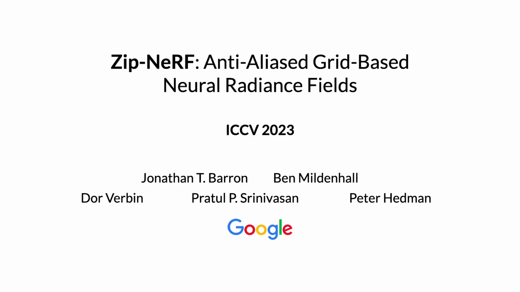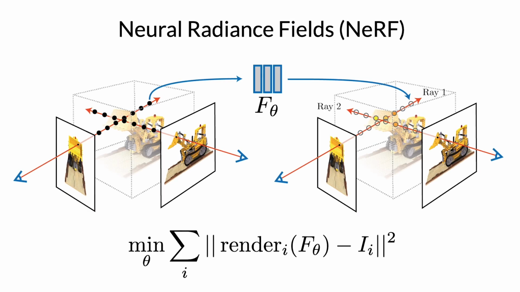Hi, I'm John Barron from Google Research, and this paper is called Zip-NeRF, Anti-Aliased Grid-Based Neural Radiance Fields. So this paper is building on NeRF. NeRF is a way to reconstruct a 3D model of a scene from 2D images.